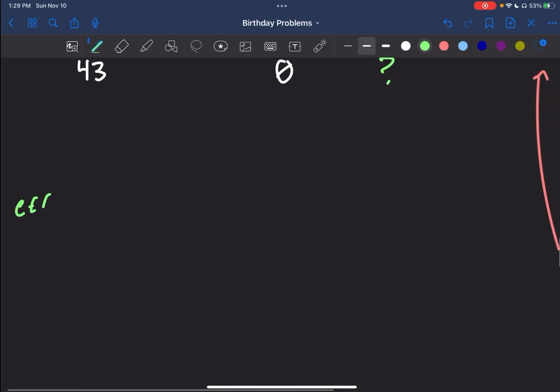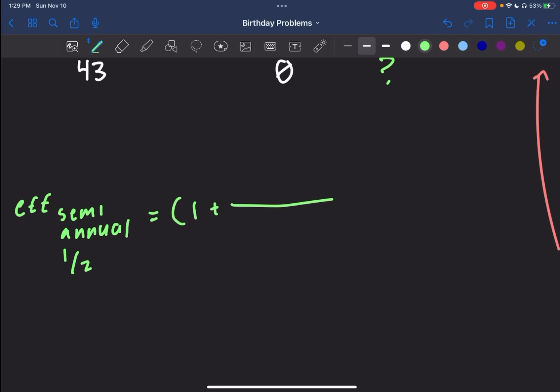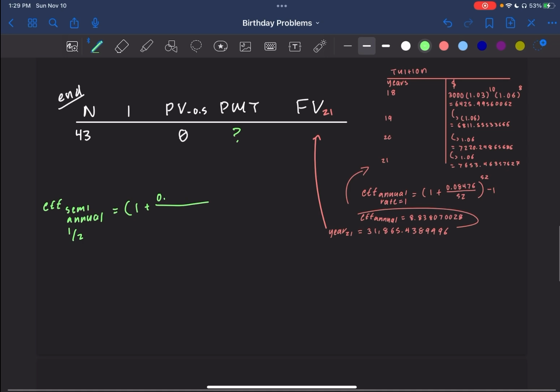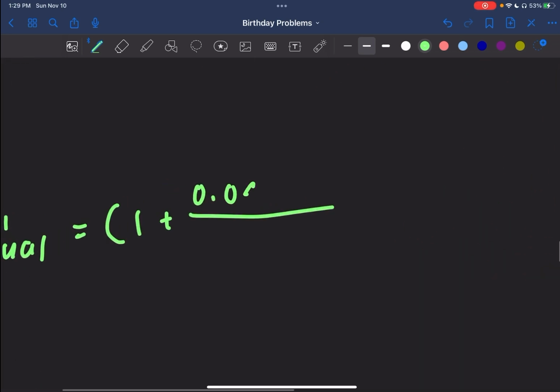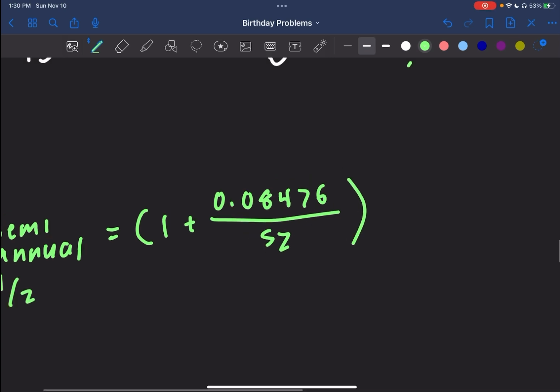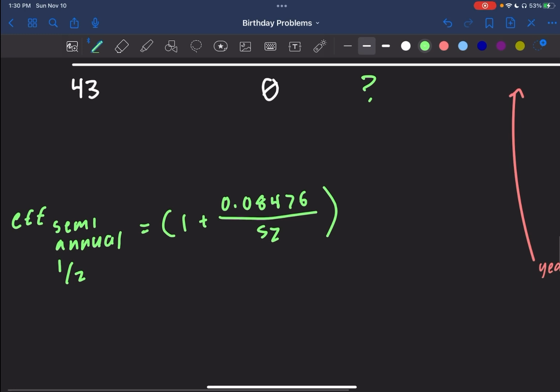So our effective semi-annual, so that's going to be 1/2, equals 1 plus our INOM, which was 0.08476, over how many times we're compounding? 52. All right, 52 times 1/2, that's 26, minus 1.